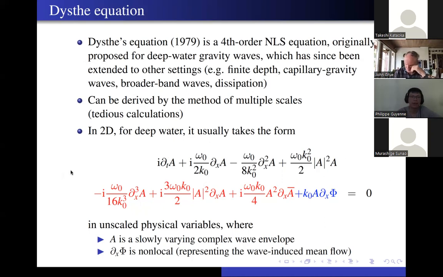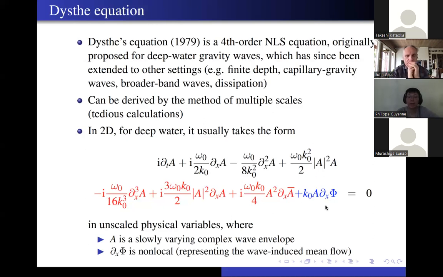To give you an idea, in 2D for deep water, the Dysthe equation takes this form for A, which is the slowly varying wave envelope. The first line is the NLS terms, and the second line has the higher order terms from Dysthe. So you can recognize high order linear dispersion, and then the high order nonlinear terms in red and blue. Among them, you have this strange looking term in a square partial x of a bar, and the bar is for complex conjugation.